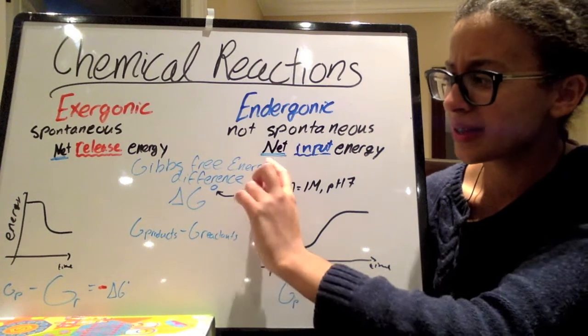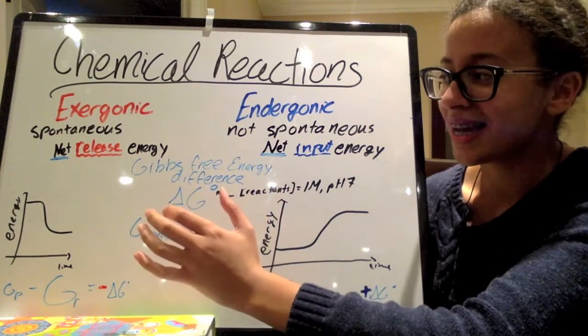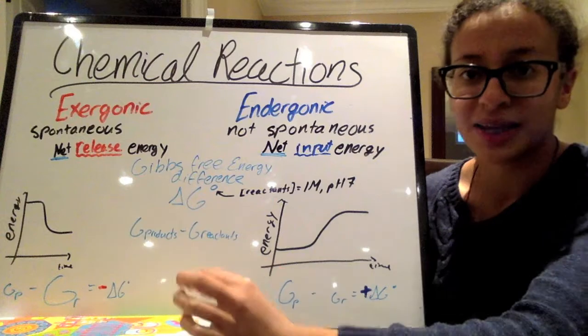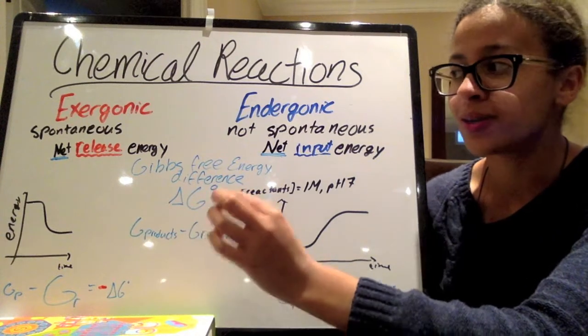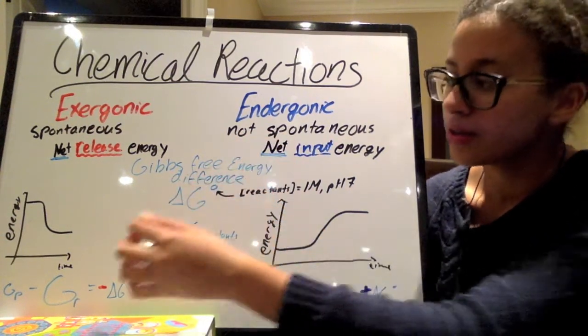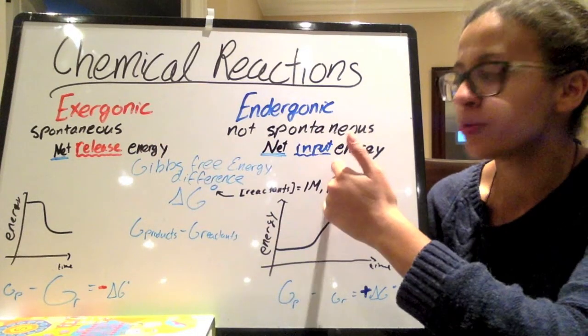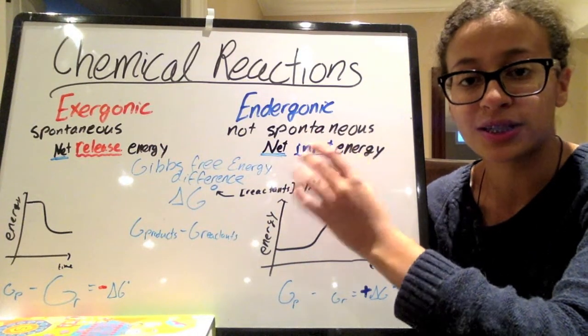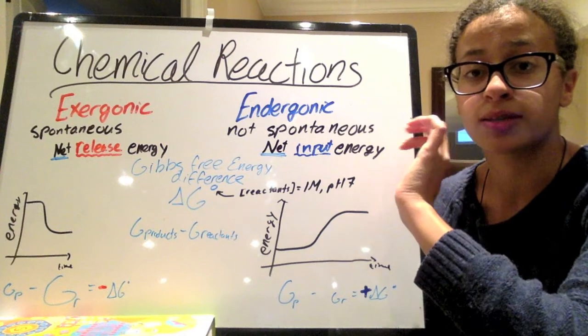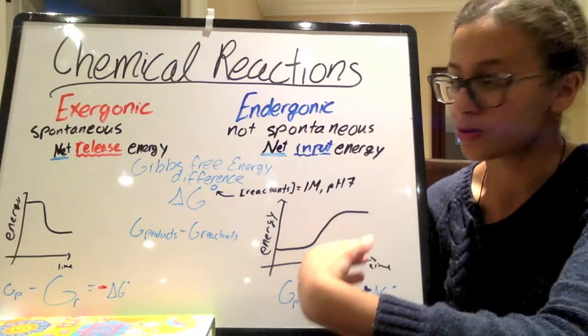So why is it important that I underline the word net? It's just because releasing energy doesn't mean energy is only coming out. There was also energy that went in. And for the input, there's also some energy that was released. It just means that the energy that was absorbed was greater than the energy that was released.